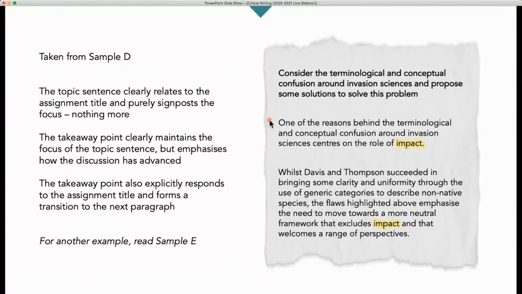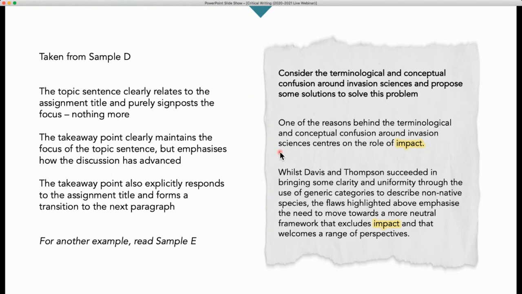So I've taken the first sentence of this paragraph and the last sentence of the same paragraph. And what this allows you to do is distill and crystallize your focus on the topic sentence and the takeaway point. The signposting parts of the paragraph are where you tell the reader what you're going to do, and where you tell them what matters, what you found, and how it links to the assignment title, or what it is you're trying to achieve.